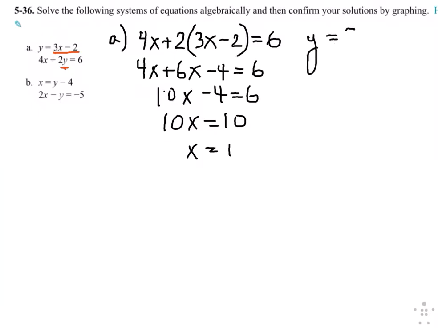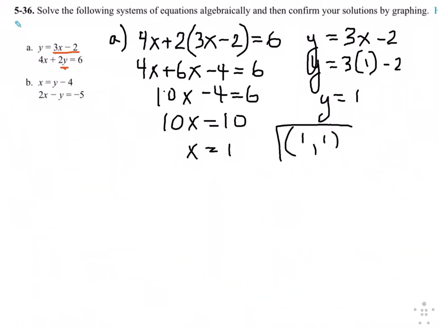Then y equals 3x minus 2, and we substitute in the 1, 3 times 1 minus 2. So y equals 3 minus 2, which is 1. So the ordered pair 1, 1 for A.